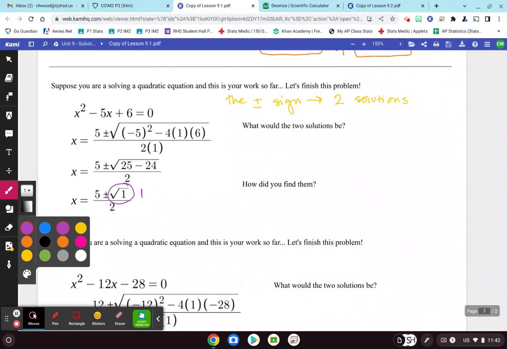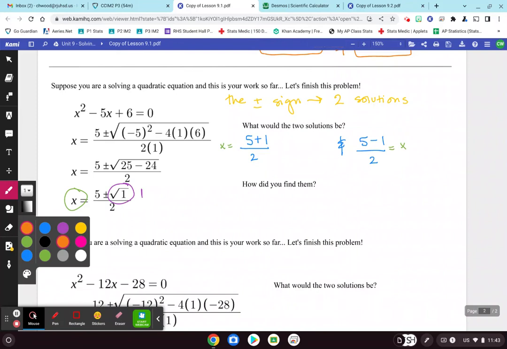So in this case, if the square root of 1 is 1, then your two solutions would end up being 5 plus 1 over 2 and 5 minus 1 over 2. Notice there's that x equals at the beginning. That's because you're finding x-intercepts. So it's giving you the number for x. So if you just remember that, then when you write your answers, they're always x equals. Okay, you're finding your x-intercepts.